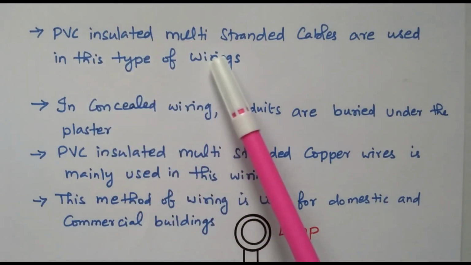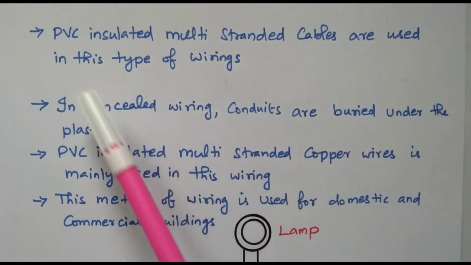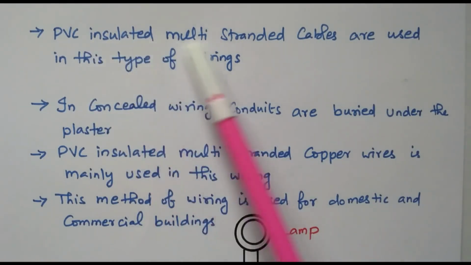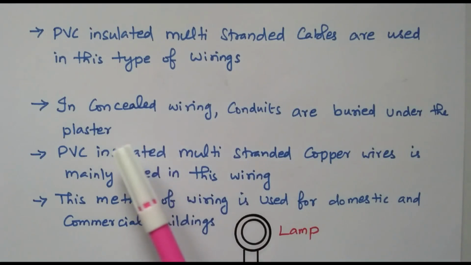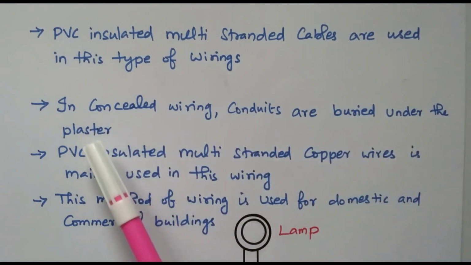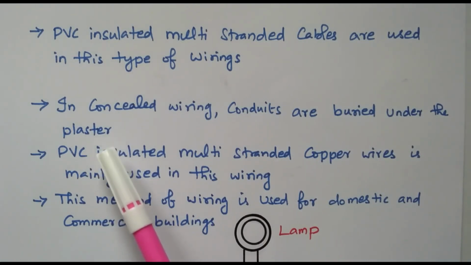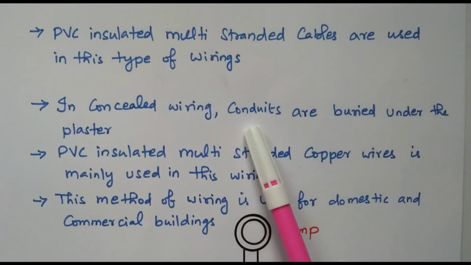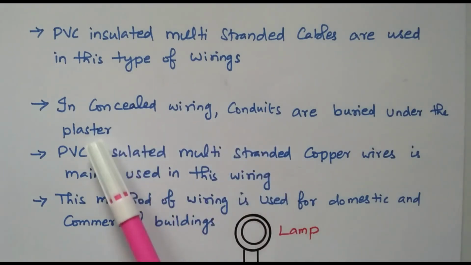PVC insulated multi-stranded cables are used in this type of wiring. So we are using the PVC insulated multi-stranded cables. In concealed wiring, the contacts are buried under the plaster. So we can place this contact either outside the wall or inside the wall.